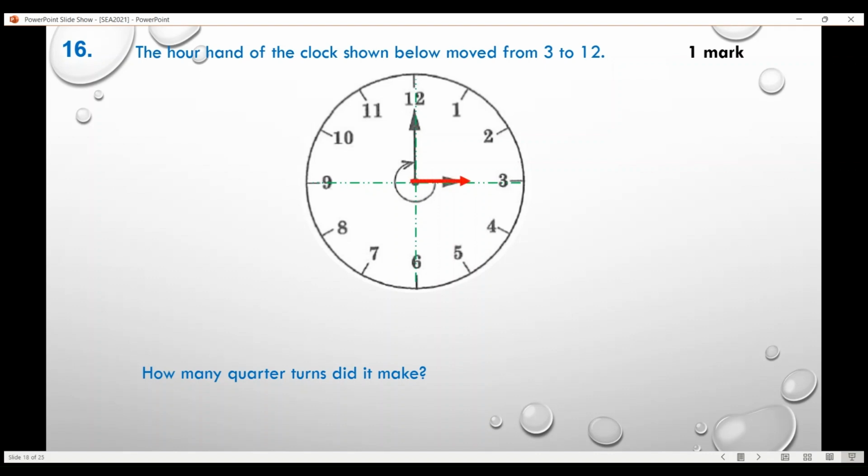And if we draw a minute hand or a hand here to see movement, and we rotate that quarter turn, we can see moving from 3 to 6 gives us 1 quarter turn. And if we turn again from 6 to 9, we get a second quarter turn. And if we move from 9 to 12, we get a third quarter turn. As such, 3 quarter turns will be made by the hour hand in order for it to move from 3 to 12.